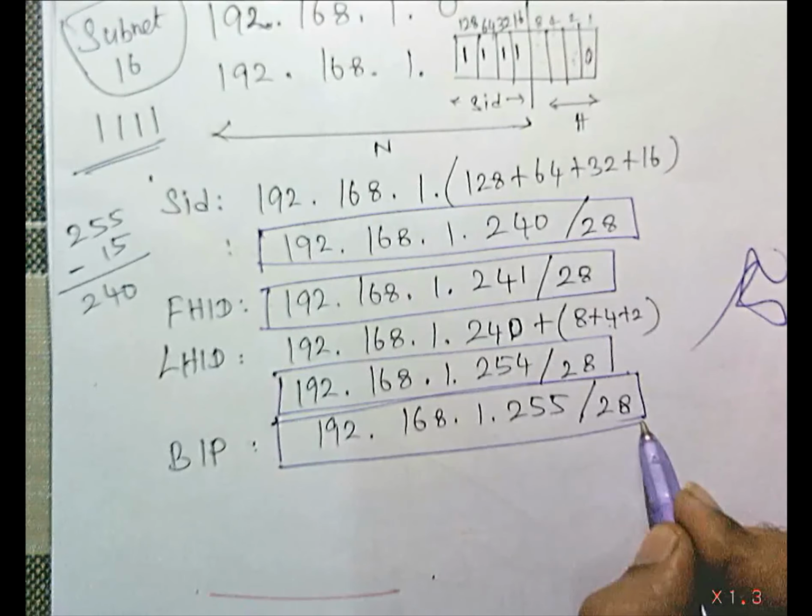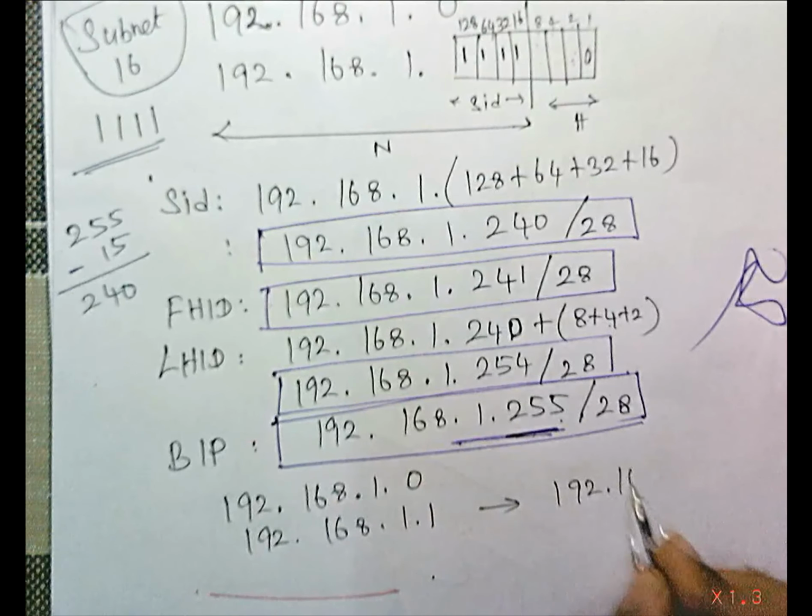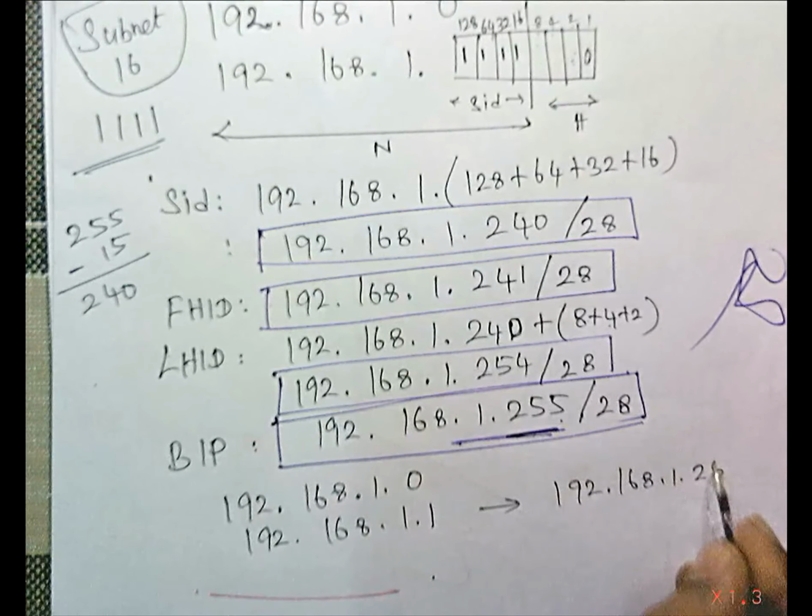Now, if you observe something, we are in the last subnet, and the last IP address ends with 255. That means the entire network before subnetting starts from 192.168.1.0. This is the network ID. 192.168.1.1 is the first host. The last host will be 192.168.1.254. And this is going to be your broadcast IP address.